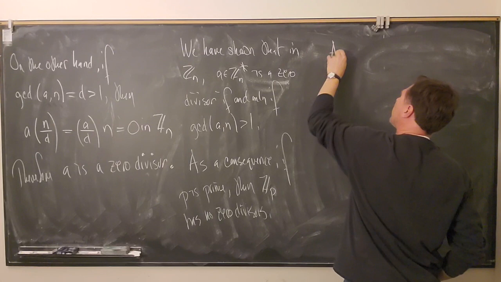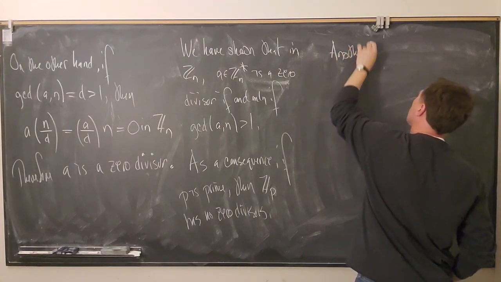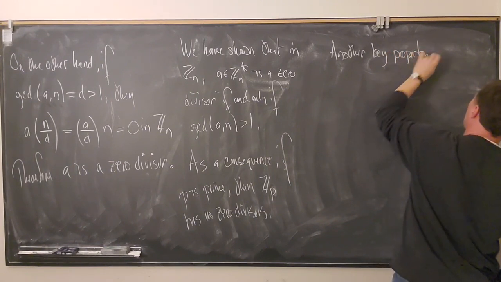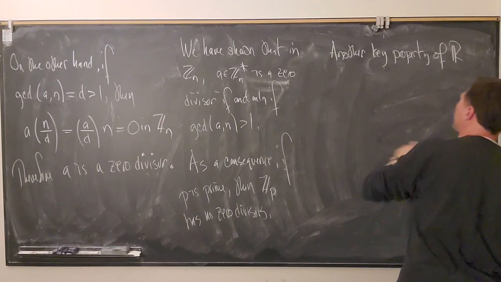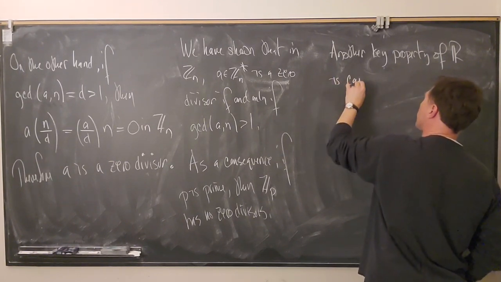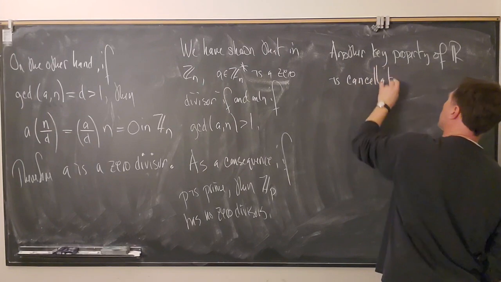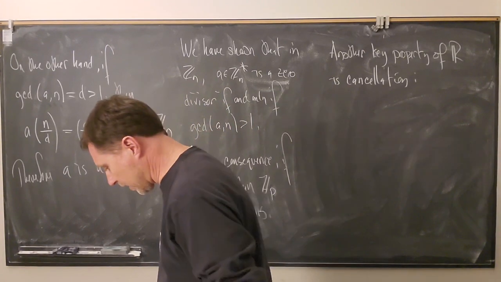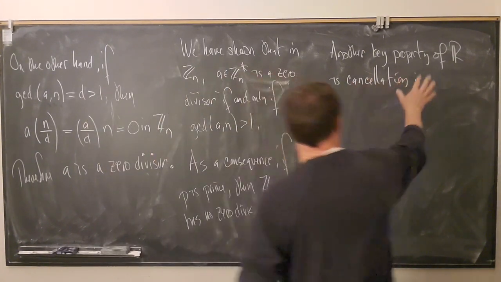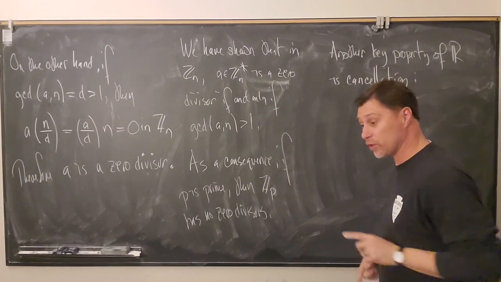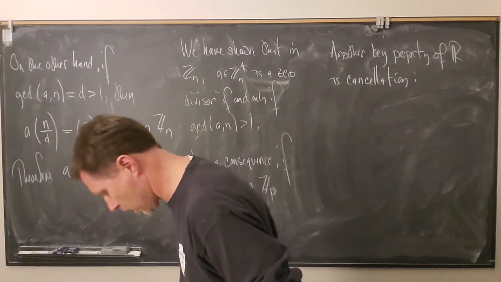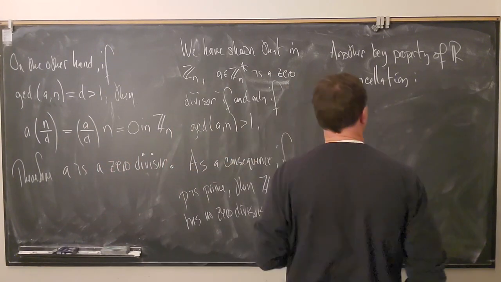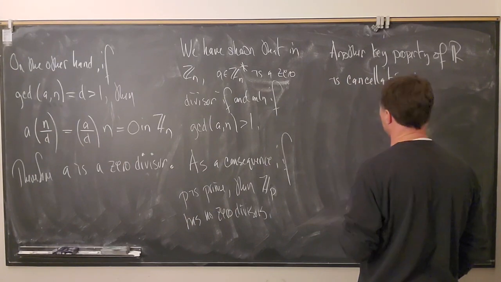Here's another property that we use. So another key property of R is the cancellation property. And so it goes like this. Oh, and it turns out this property, or these two properties, are actually equivalent to that first property that we're talking about, the non-zero divisor property. So it goes like this. So cancellation, I guess I should say the cancellation laws.